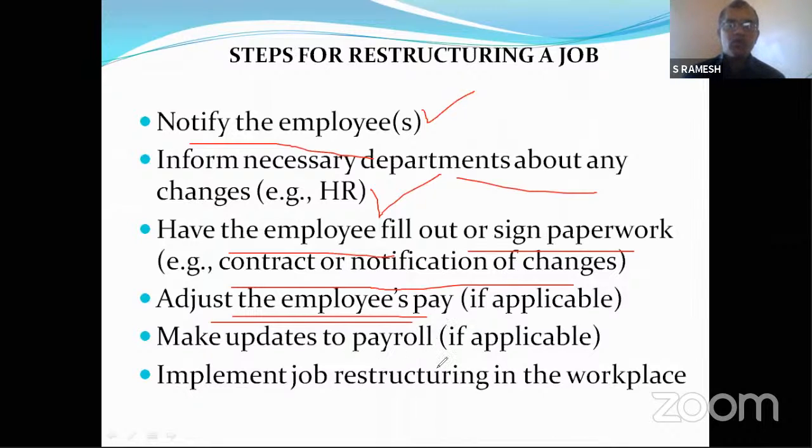Whatever payroll is there, we have to adjust that payroll. Similarly, make updates to payroll. Payroll means the particulars of salary, the list of salaries, to which person, how much amount should be given. That will be available in writing in organizations. You have to update it. Okay.